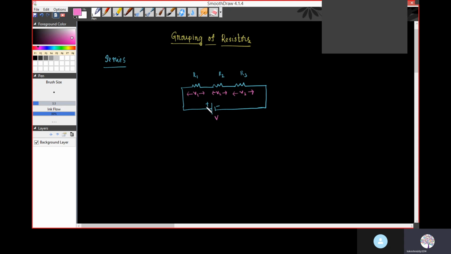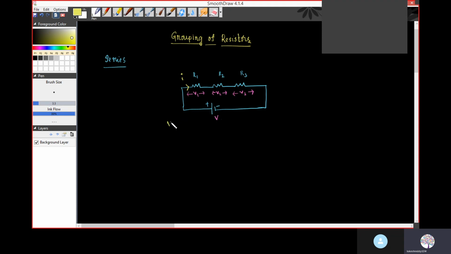Now, when you have connected resistances in series, the current flowing through all of them will be the same. However many resistors you have connected in series, all of them will have the same current flow. Imagine this, because there is only one path, the current can pass only this way, so the same current will flow.